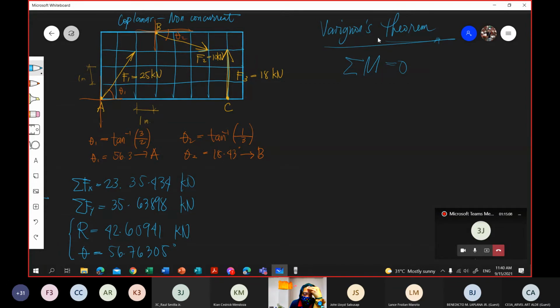Varignon's theorem states that the effect of a force on any point on the system is equal to the effect of the force. So any point you can consider as the reference point.